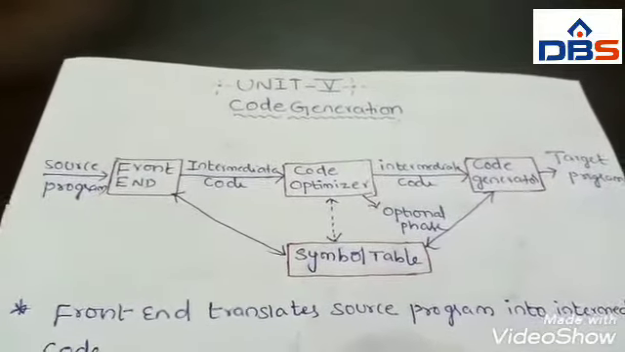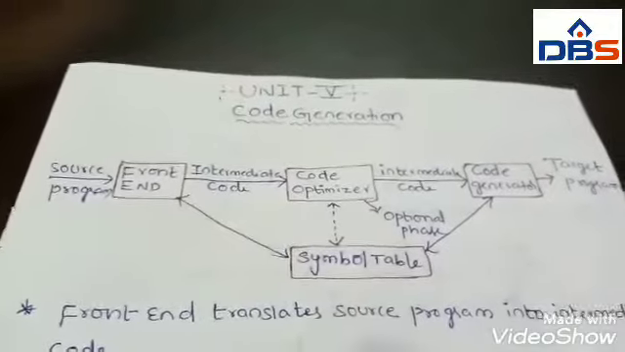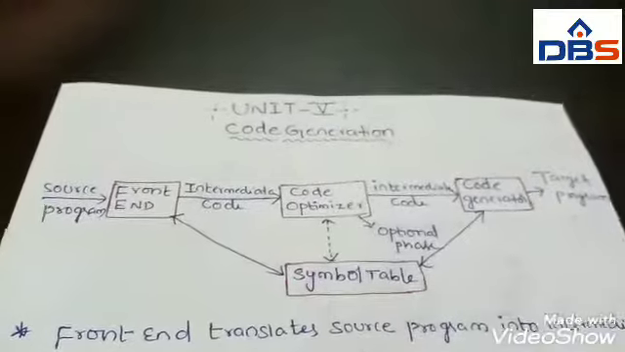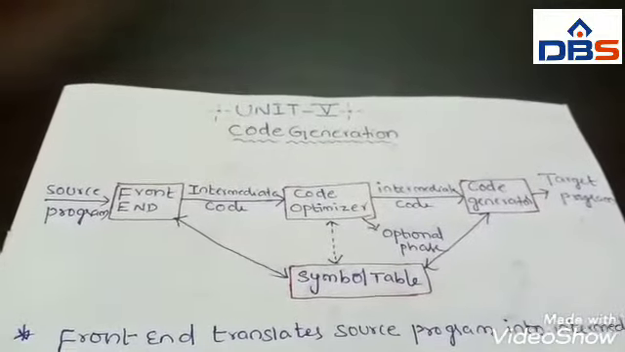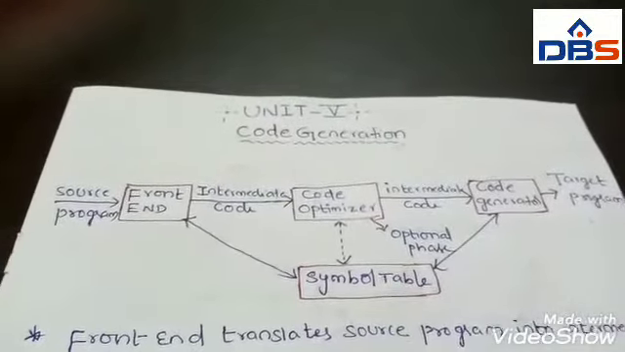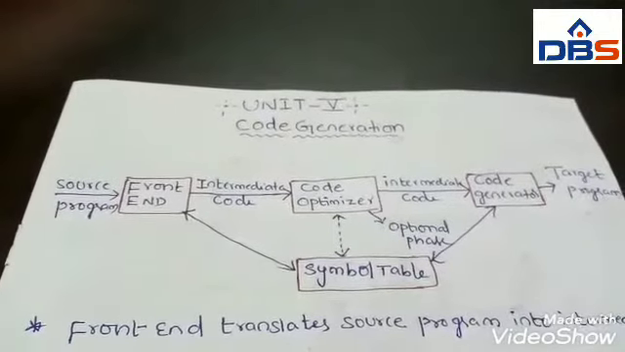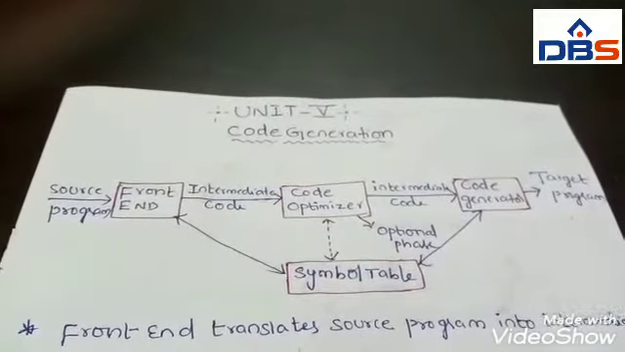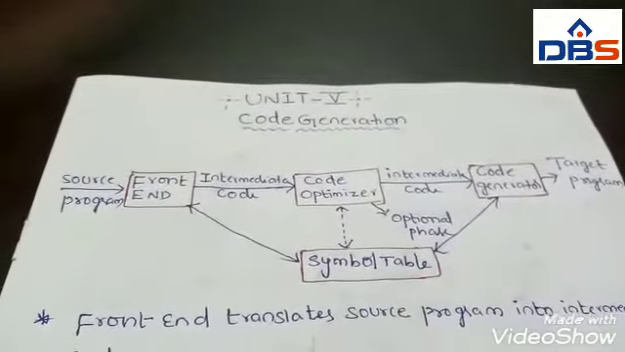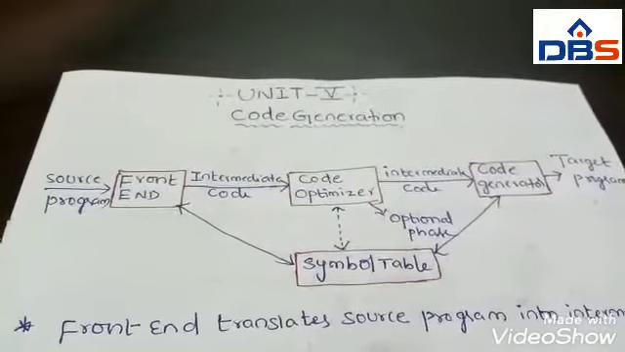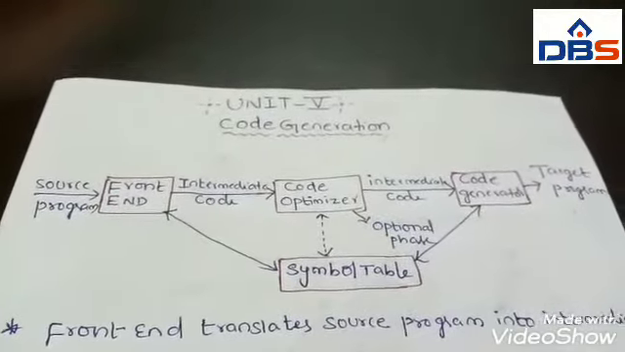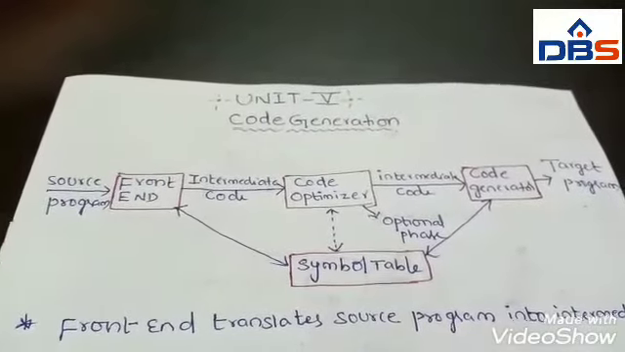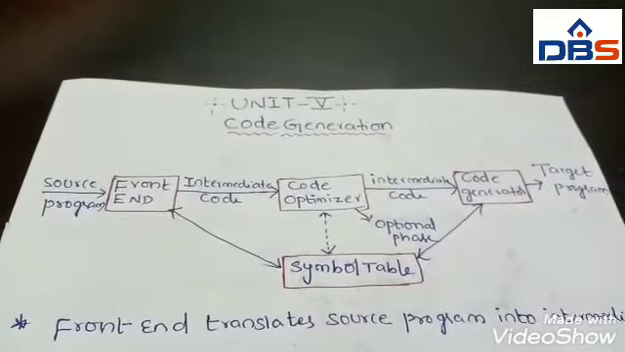As all of you know, we have a total of 6 phases of a compiler. All those 6 phases are divided into 2 parts, that is the analysis part and the synthesis part. Analysis part we can call the front end, whereas synthesis part we can call the back end. If you take the analysis part, we have a total of 4 phases: lexical analysis, syntax analysis, semantic analysis, and intermediate code generation. Whereas if you take the synthesis part, we have the code optimizer and code generator.